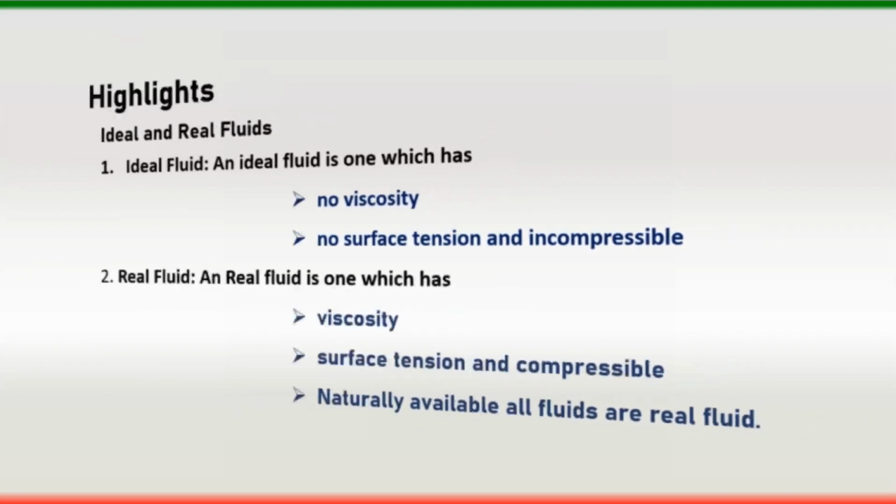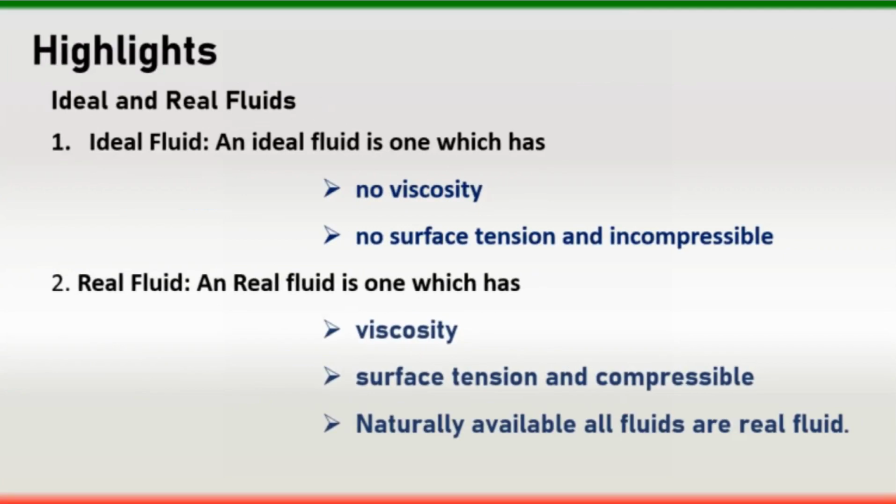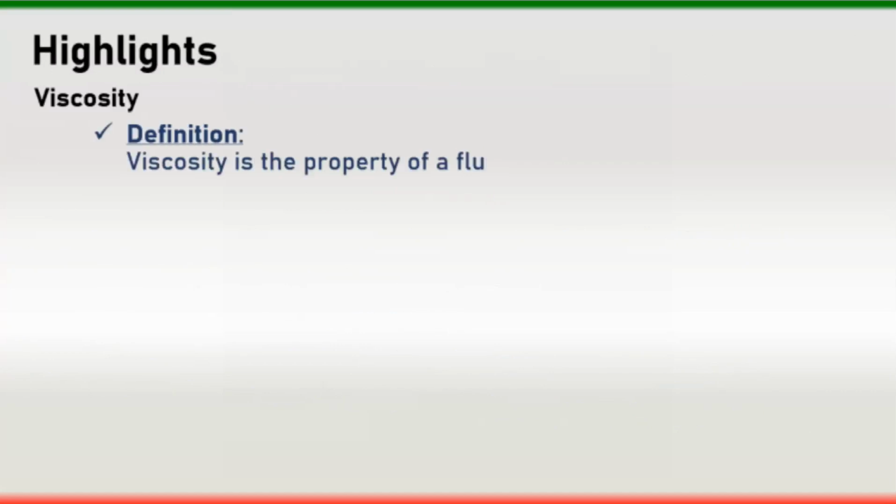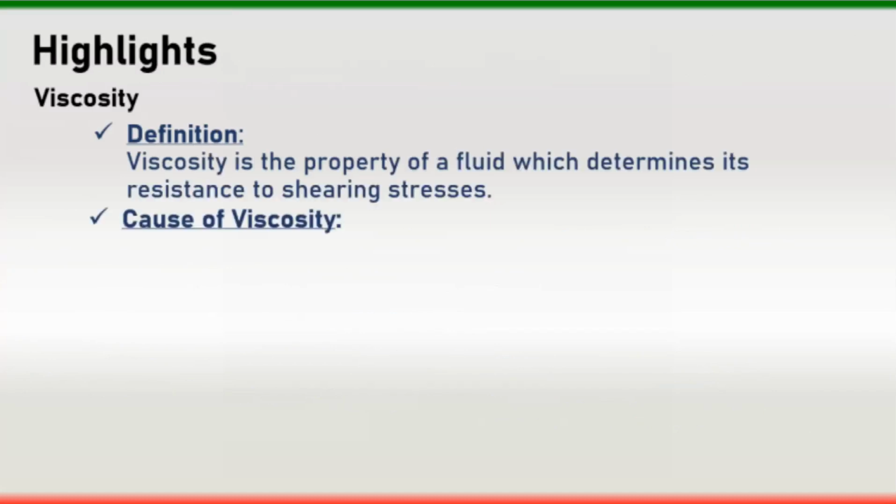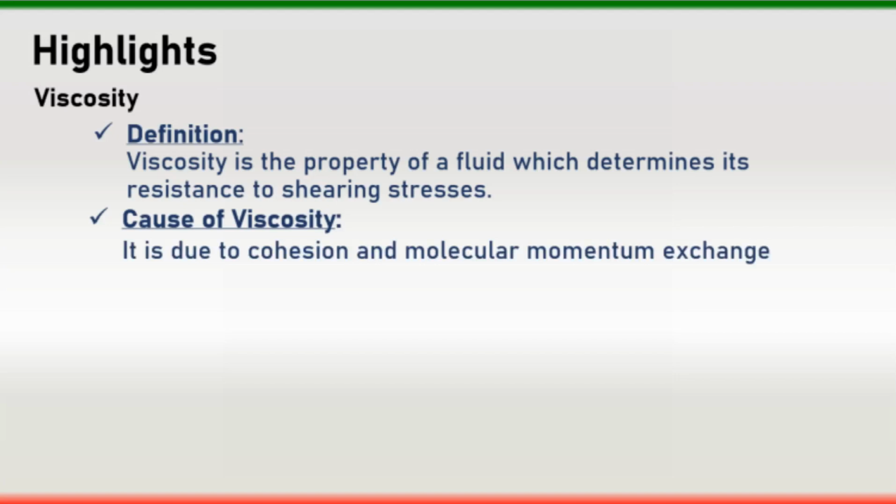Compressibility. Viscosity is a key property of fluids that determines their resistance to shearing stress. It represents how fluid layers resist flowing past each other when subject to an applied force. The viscosity of the fluid arises from two main factors. One, cohesion, and second, molecular momentum exchange. Cohesion refers to the molecular attraction between the fluid particles, which creates resistance to flow. Fluid layers exchanging momentum through molecular interaction contribute to internal friction and viscosity.